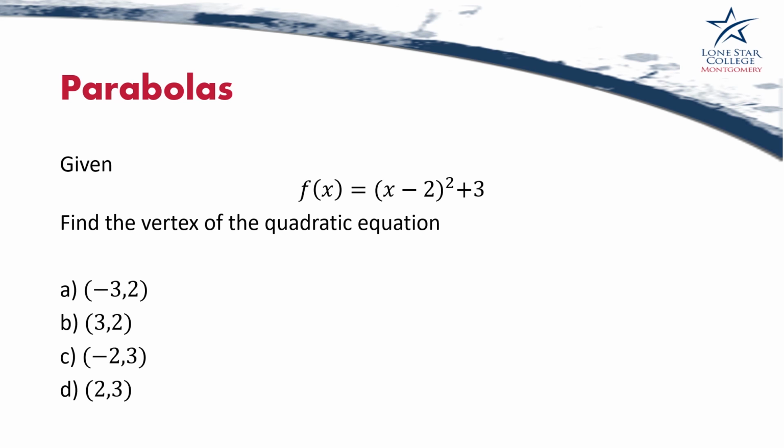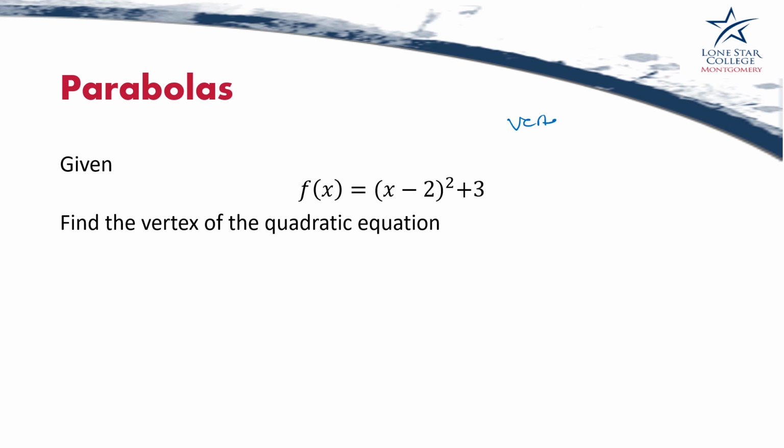Alright, so another quadratic equation, but this time it's written in a different form. This time it's written in what's called the vertex form. If you know the vertex form of a quadratic equation, it's always f of x equals x minus h squared plus k, where h and k are considered your vertex. Because it's written in this form already, all we need to do is identify what our h and k are. There's no need to do any other math.